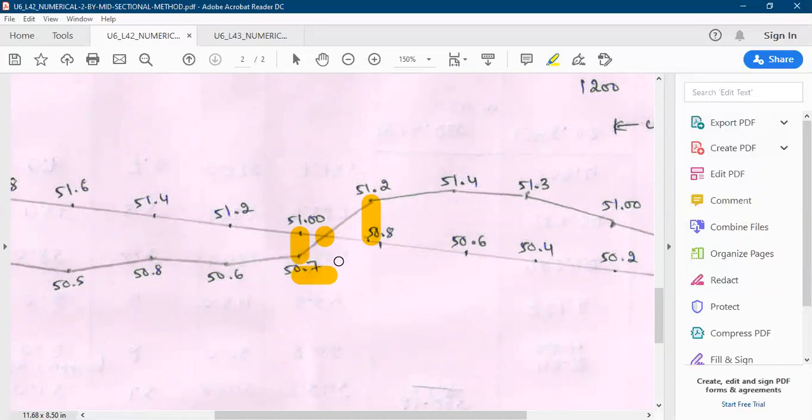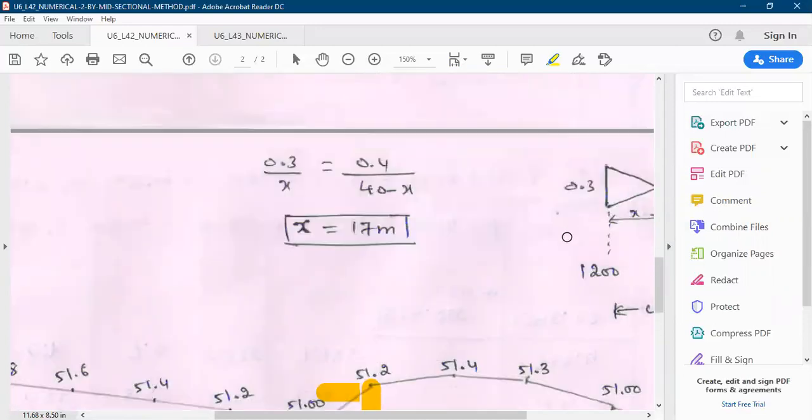So how much we have to do the filling and how much we have to do the cutting. To decide this value, we need to understand how much is the length which is covered in filling portion, how much is the length which is covered in cutting portion. That we have to calculate, right? So that is calculated here like this.